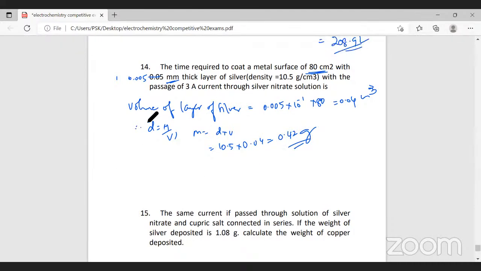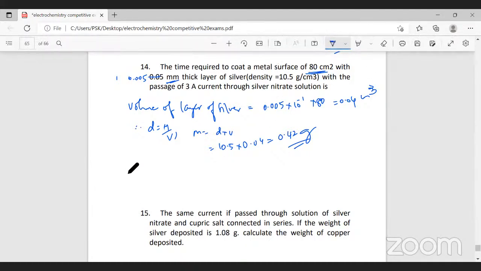Now they're asking the time required to coat a metal surface. We know that W is equal to Z into I into T. Now we know that W is equal to equivalent mass divided by 96,500 into I into T. So what is T therefore? T will be equal to W into 96,500 divided by E into I.